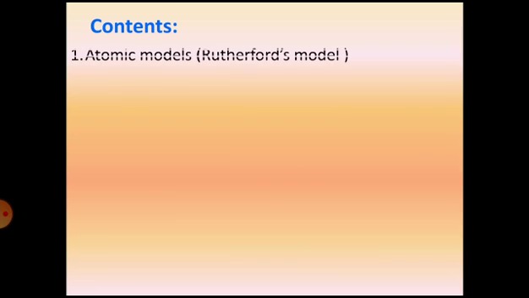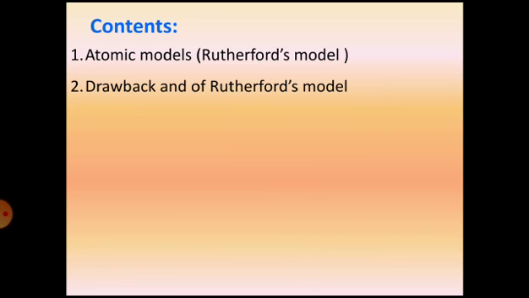Let us see the contents of today's topic. The first one, atomic models. There are several models we have learned in 8th, 9th and 10th standard. Out of those models, we are going to discuss only Rutherford's gold leaf experiment. The second, we will also try to understand the drawbacks and observations of Rutherford's model. And lastly, we'll try to understand electromagnetic radiation. So we'll try to finish these 3 points in today's class.